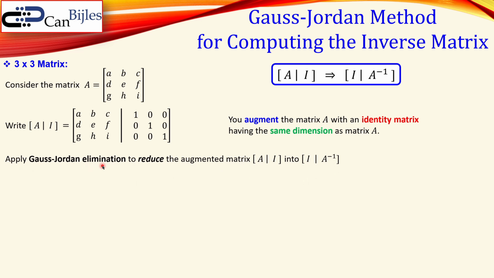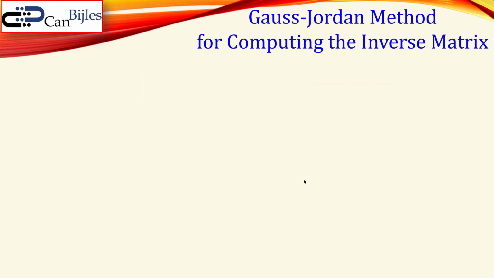Then we apply Gauss-Jordan elimination to reduce the augmented matrix from this form into this form. So the goal is to create here at the left side an identity matrix, exactly identity, and then you can look at the right side and you can find your inverse matrix.